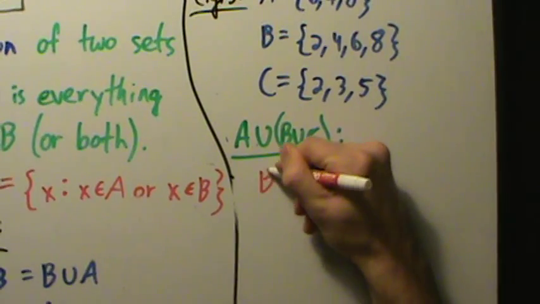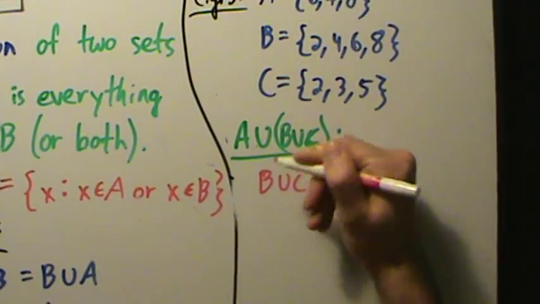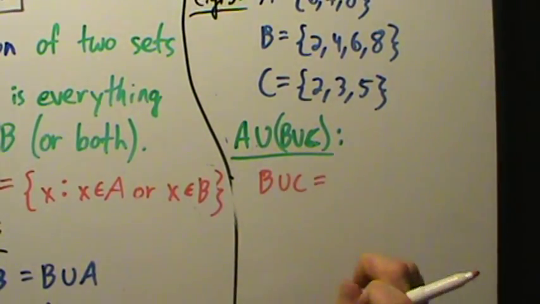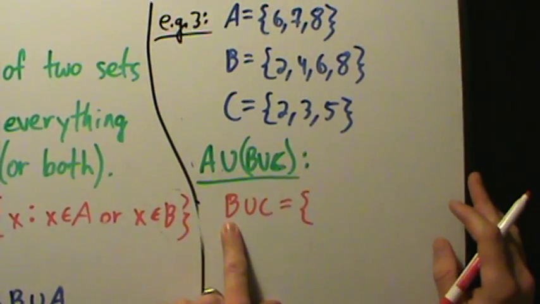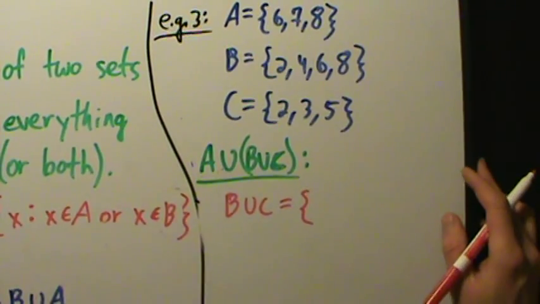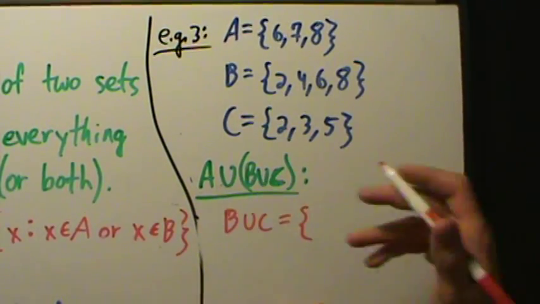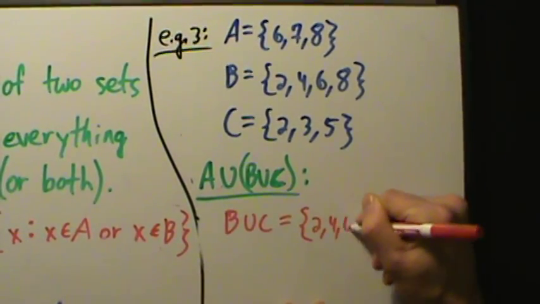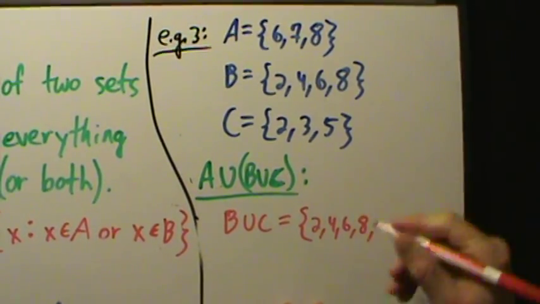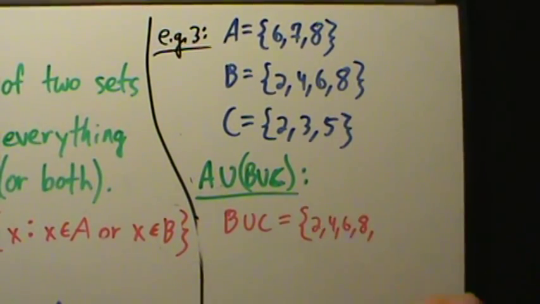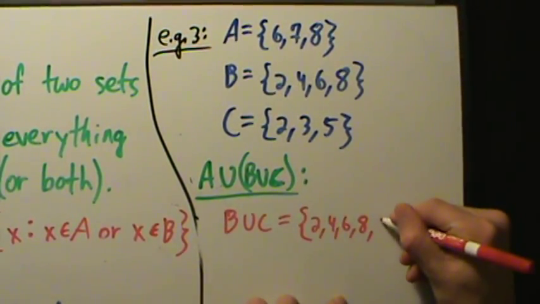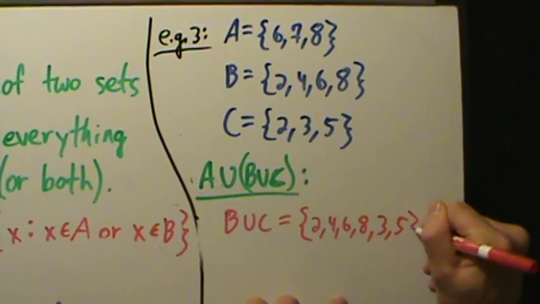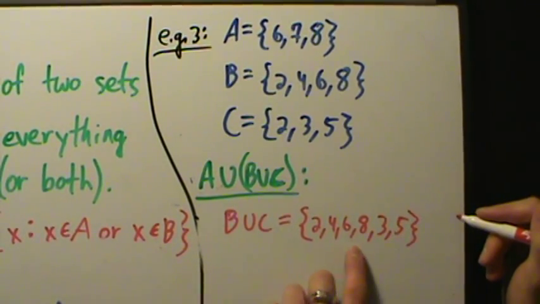Okay, so what's B union C? Remember the parentheses, do what's inside the parentheses first. Remember, this is everything that's in B or C or both. What's in B? 2, 4, 6, and 8. What's in C? 2, 3, and 5. But be careful, we already listed 2, right? So we do not list it again. But we did not list 3 and 5 yet. So that's B union C: 2, 4, 6, 8, 3, and 5.